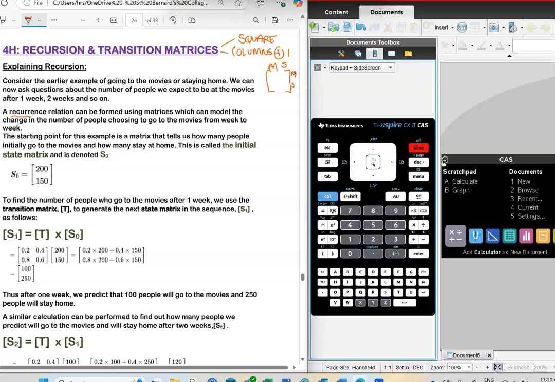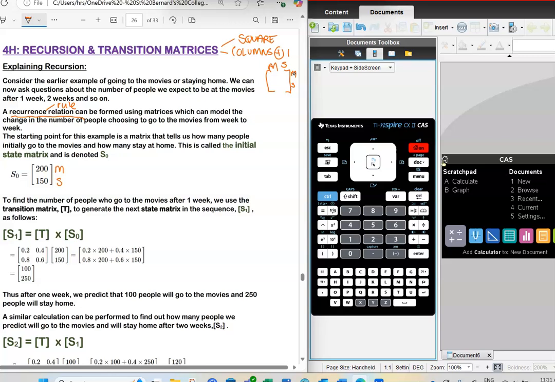So a recurrence relation can be formed. So it's like a rule. So don't worry. It just means a rule that we're going to use to model, so a rule to explain how we go from week to week. So the starting point of this example is a matrix that tells us how many people we have initially, in the beginning. So for this example, we might say that we have 200 people at the movies and 150 originally stayed home.